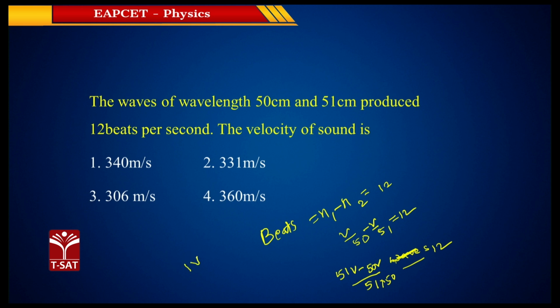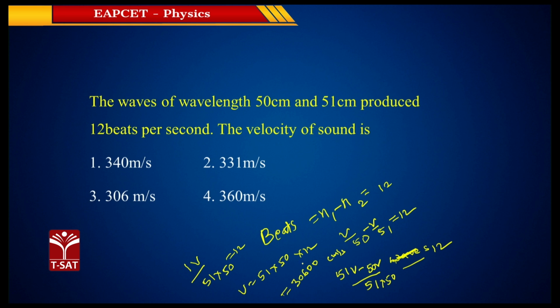1V by 51 into 50 is equal to 12. Therefore, V is equal to 51 into 50 into 12. Okay. Here you calculate how much? This value is 30600. Here that value is in centimeter per second.